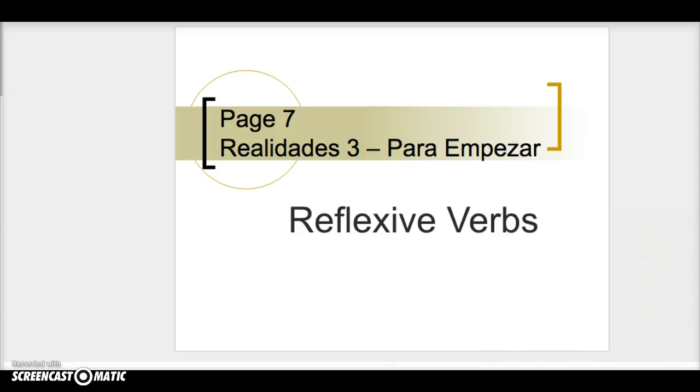Hola chicos, welcome back. Today we're here to review reflexive verbs in the present tense. Remember, at any time you can refer back to your textbook on page 7 for more information, or just to have it next to you. Sometimes people like to see instead of just listening.